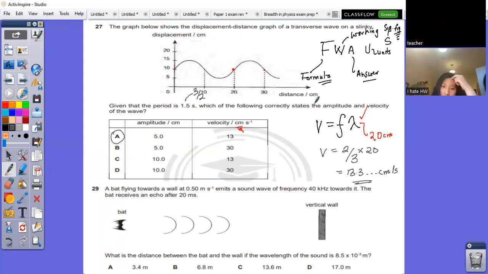Yeah, so is the velocity 0.5 or 20? A bat flying towards a wall at 0.5 meters per second emits R. So that's the speed of the bat, not the speed of the sound wave.